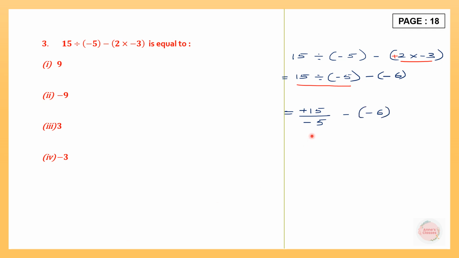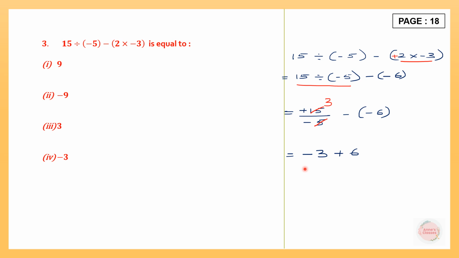So let's work on the division now. Now plus and minus, when signs are different for division, your answer will be negative. And then let's cancel, divide 15 by 5. 5 3s are 15. So here we have -3. And then now we're going to remove the brackets here. So minus into minus is plus. So that makes it plus 6.